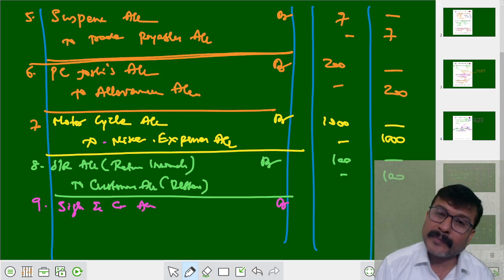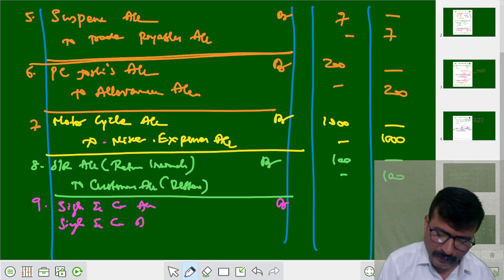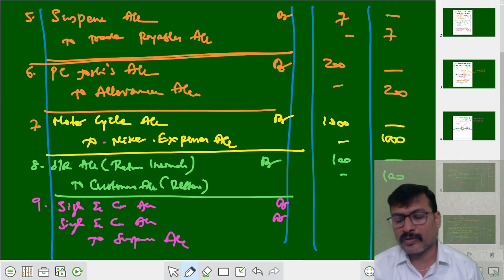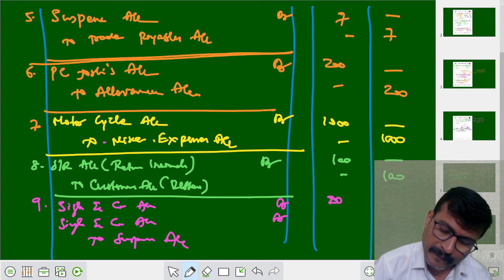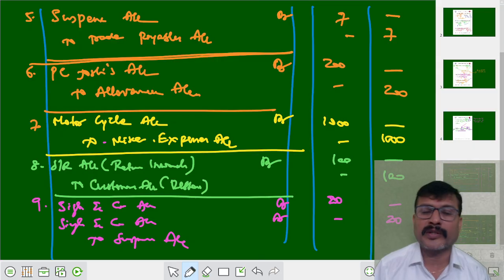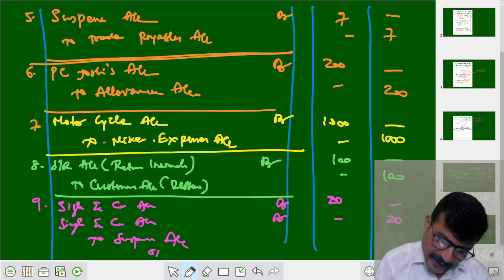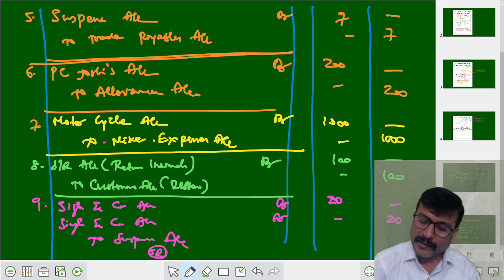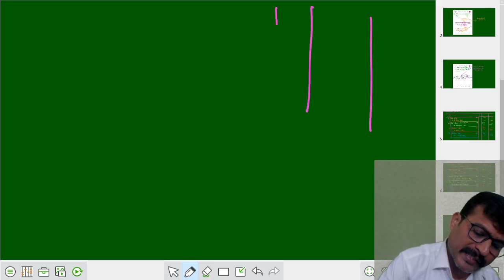Single company account debit to suspense account. How much amount we have to record for single company? 200, 200. Being wrong credit to single company is rectified. Instead of writing this, I write one more time. Actually, how we have to write it in the exam? I show you how to write it in the exam.